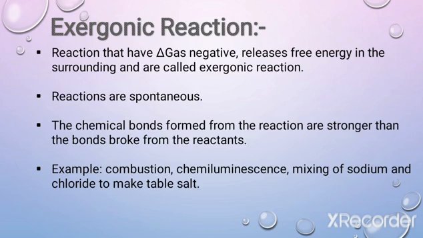Now let us see what exergonic reactions are. These are the reactions in which the value of Gibbs free energy change is negative, that is, it is less than 0. These reactions release energy into the surroundings and they are spontaneous. The chemical bonds that are formed in the reaction are stronger than the bonds which broke from the reactants. Examples are combustion, chemiluminescence, and mixing of sodium and chloride to make table salt.